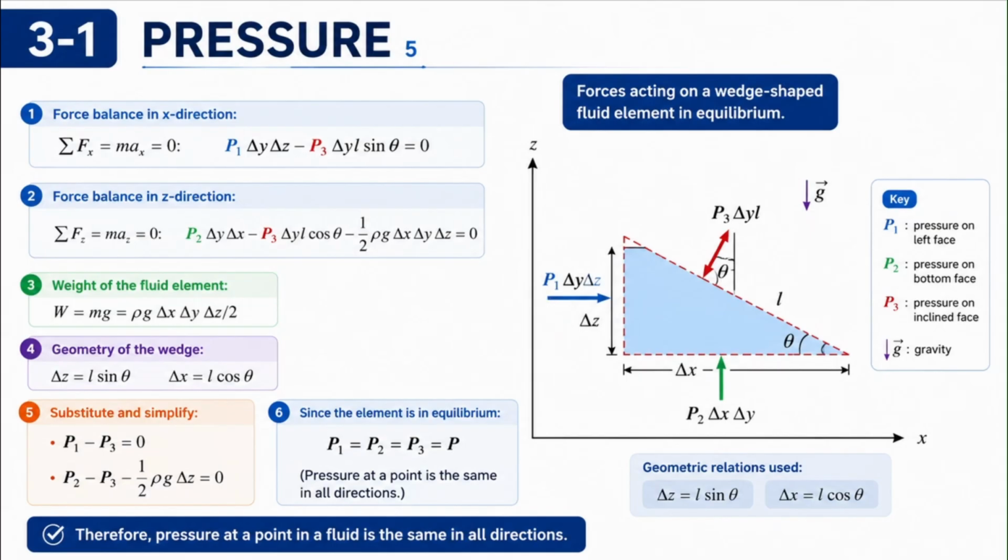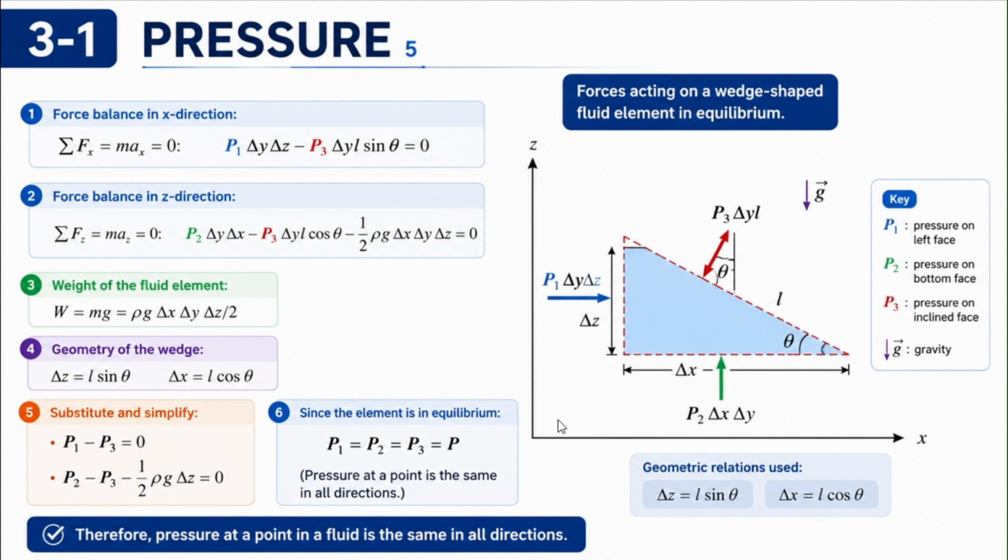Now we will take a look at the wedge-shaped fluid element, which means you have a fluid element under consideration which has a triangular cross section if you slice it vertically, and the y-axis is going toward the screen. Only the x and z axes are displayed here. So that's why it is called a wedge. It has a depth associated with it, which is equal to delta y.